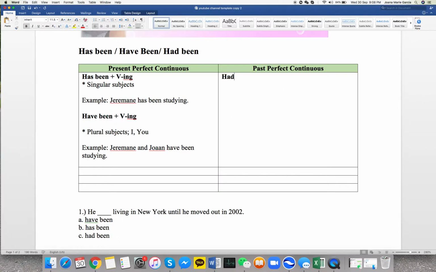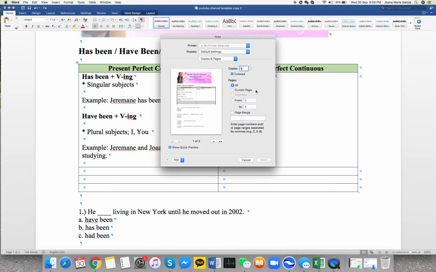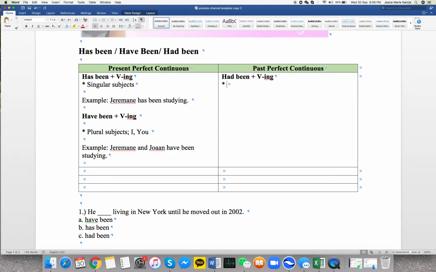Now, for the past perfect continuous, we use had been plus, of course, the ING form as well. For this case, it doesn't really matter. We can use it for singular subjects and for plural subjects. For example, Jermaine had been studying English before he moved to the United States. And for plural, Jermaine and Joanna had been studying English before they moved to the United States.